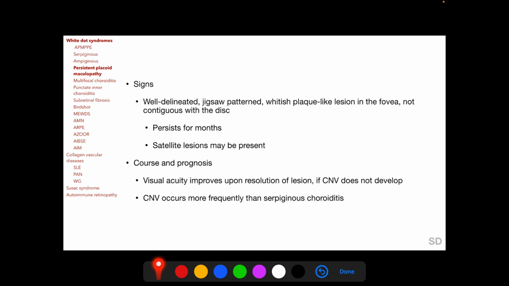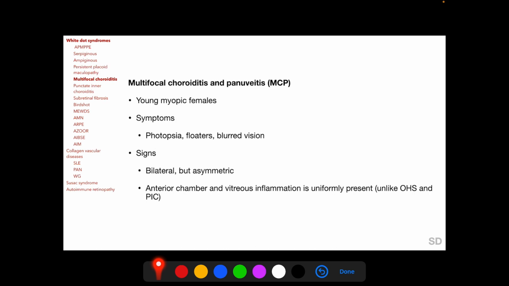I could not find a non-copyrighted image, so please look up on the internet for a fundus photograph of this entity. And in persistent placoid maculopathy, visual acuity is said to improve upon resolution of the lesion if choroidal neovascularization does not develop, and choroidal neovascularization occurs more frequently in persistent placoid maculopathy than in serpiginous choroiditis.